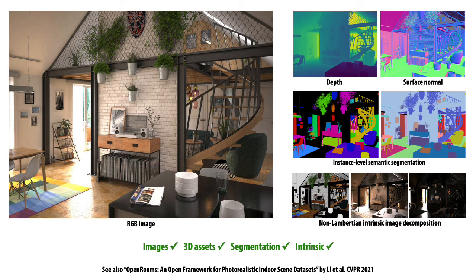Hypersim is the first dataset to provide direct supervision for 3D mesh reconstruction, semantic segmentation, and inverse rendering tasks. For each image in Hypersim, you get pixel-perfect depths and surface normals, instance-level semantic segmentation information, and an intrinsic image decomposition. In addition, complete 3D scene geometry and camera information is available for every scene and every image.